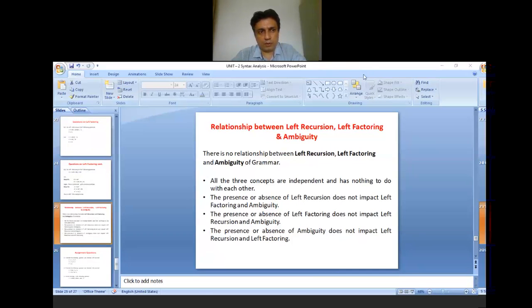So this is the important question which can be asked in many competitive exams. What is the relationship between left recursion, left factoring, and ambiguity? So basically, there is no relationship between left recursion, left factoring, and ambiguity of grammar. So all the three concepts are independent and have nothing to do with each other.